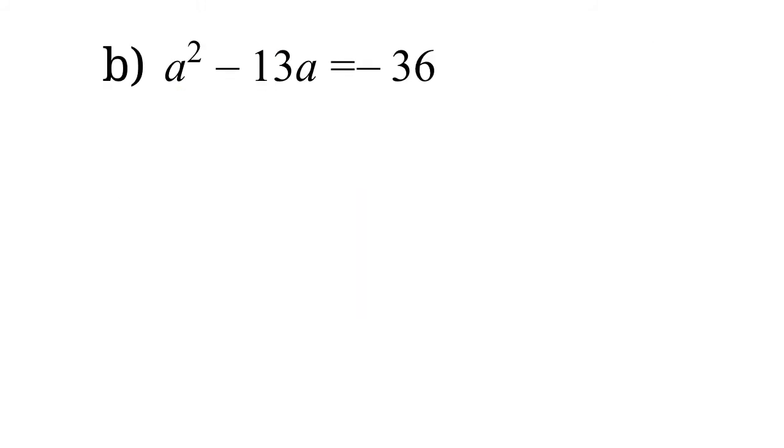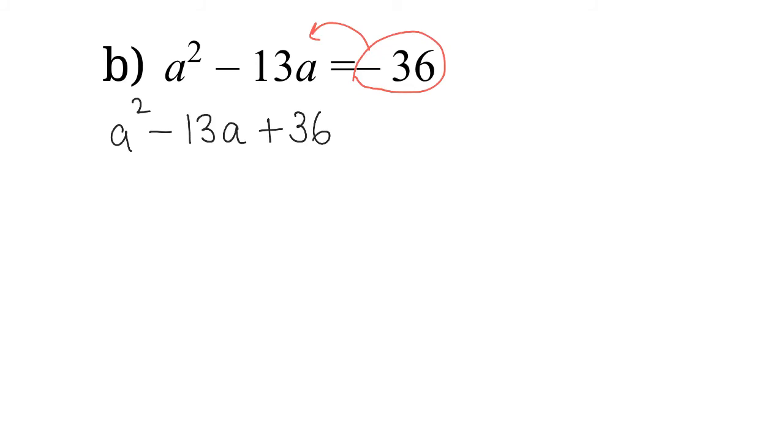So here's our second example. We've got a squared minus 13a equals negative 36. So remember that anytime you want to factor a quadratic equation, the equation has to be equal to 0. Right now, the way that this equation is set up, it's set equal to negative 36. So in order to make this equation equal to 0, I'm going to take this negative 36 and bring it over to the left-hand side so that all of my terms are on one side of the equation, and that's going to leave nothing on the right-hand side. So our equation now is going to be a squared minus 13a plus 36 equals 0. So now we're good to go.